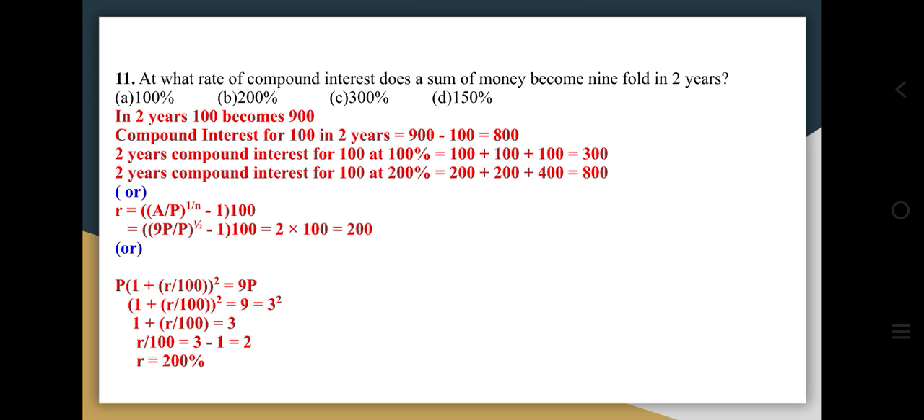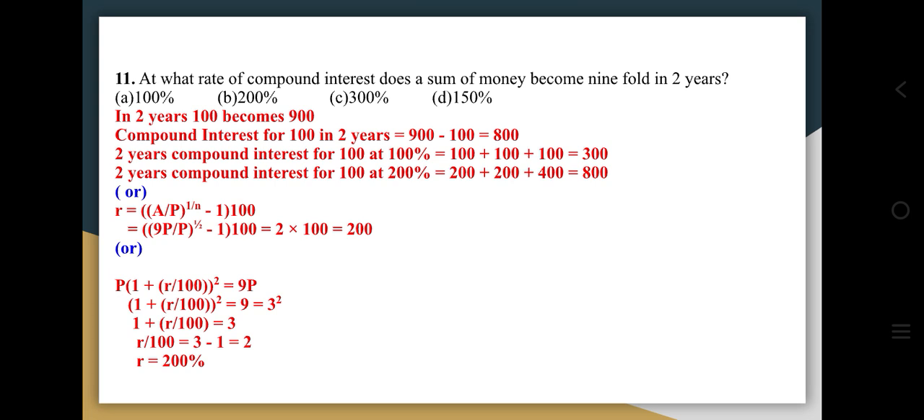At what rate of compound interest does a sum of money become 9-fold in 2 years? In 2 years, the amount becomes 9 times the principal amount. So we can do it using the formula P into 1 plus R by 100 whole power N is A, the amount. Here the amount is 9 times the principal amount, so P into 1 plus R by 100 whole square, because the number of years is 2, is 9P.